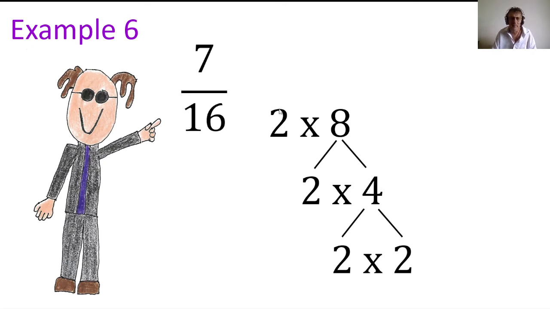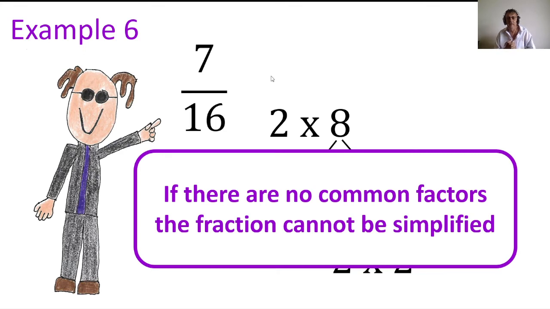Actually, you would know straight away from the first factoring of 16. We cannot have a common factor with 7. So what does this mean? It means if there are no common factors, the fraction cannot be simplified. Okay, so we cannot simplify this fraction. We must have common factors to reduce the fraction.